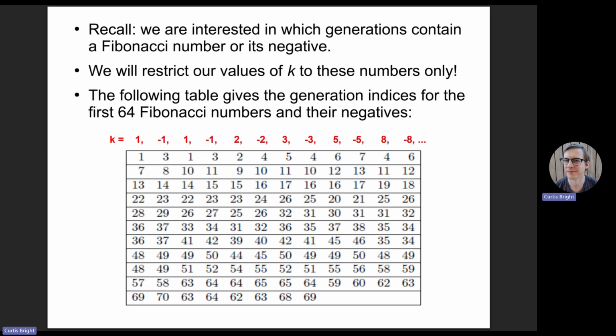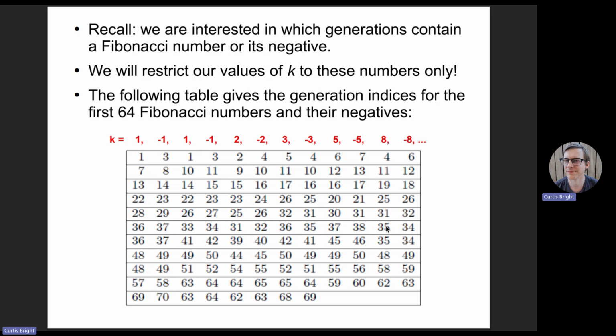So we were able to calculate this now that we had this nice relation with the number of runs. And we didn't have to calculate this recursively for all of those integers in between. We're only focusing in on those Fibonacci numbers. So if we want to know, does every generation contain a Fibonacci number? Well, these are all the generations here where at least these first 64 Fibonacci numbers and their negatives live.